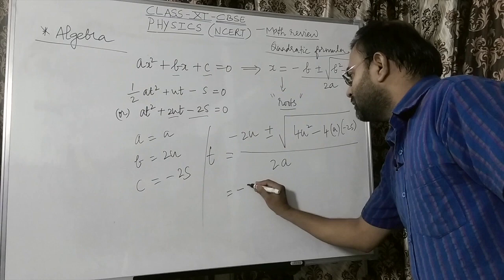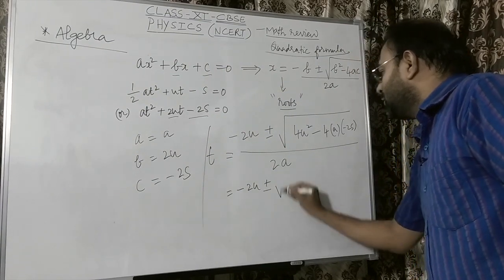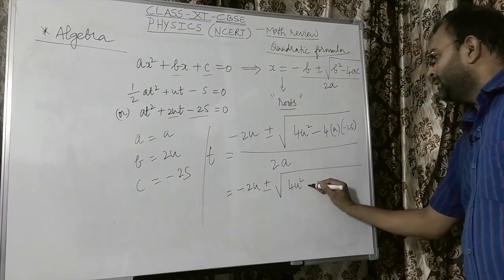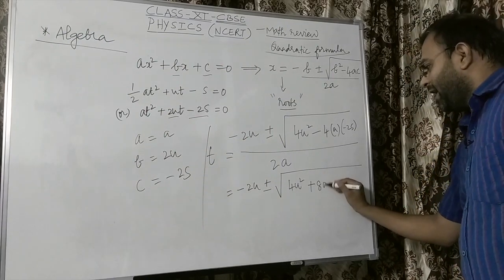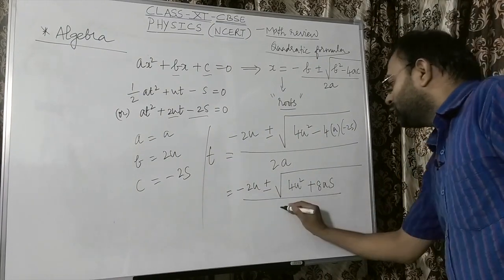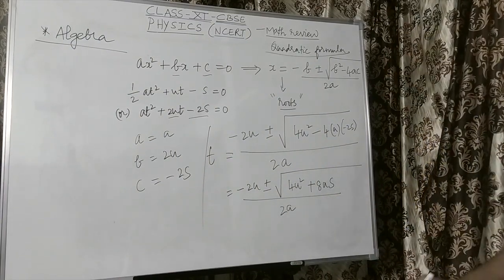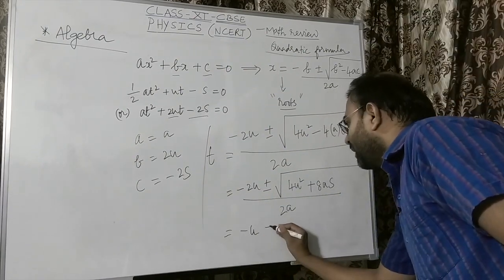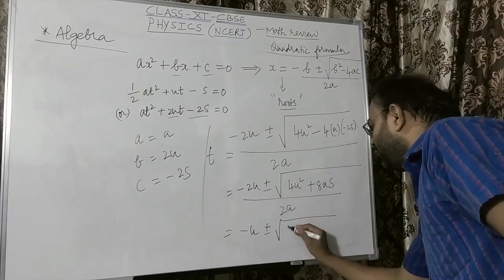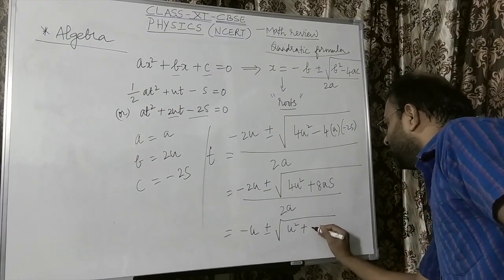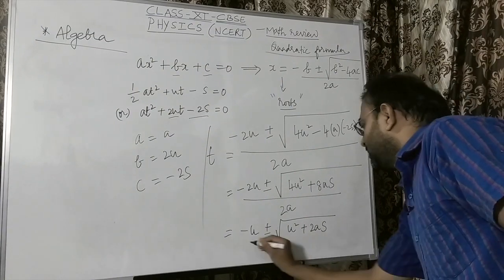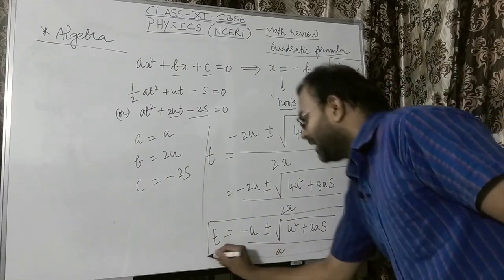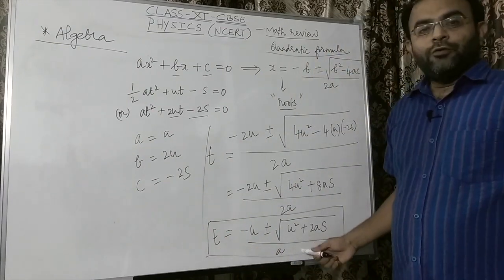Therefore, this is equal to minus 2u plus or minus square root of 4u squared plus 8as over 2a, which can be simplified as minus u plus or minus square root of u squared plus 2as by a. These are the roots for that equation. So we have solved that equation for t.